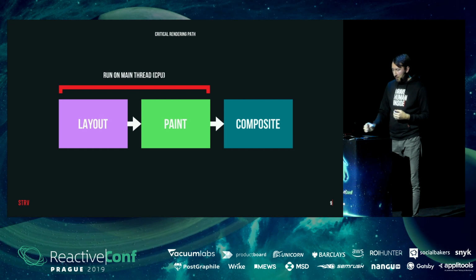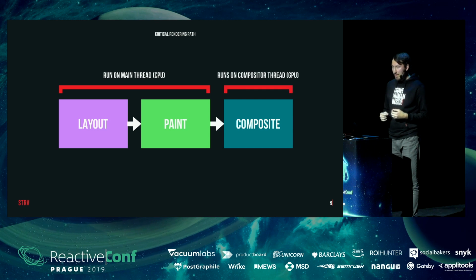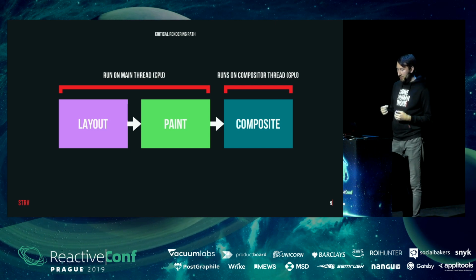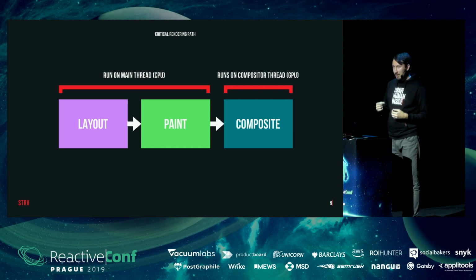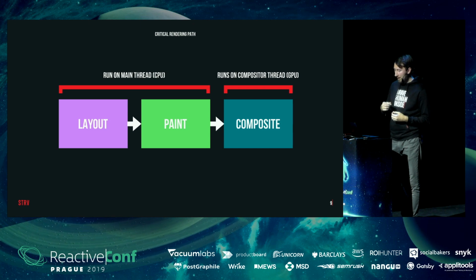Even more, the first 2 steps run on the main JavaScript thread, whereas the last, composite step runs on a separate GPU-accelerated thread, which means that by animating opacity and transform properties, not only do we get smoother animations, but we also don't have to fight with the rest of our app for time on the main thread.